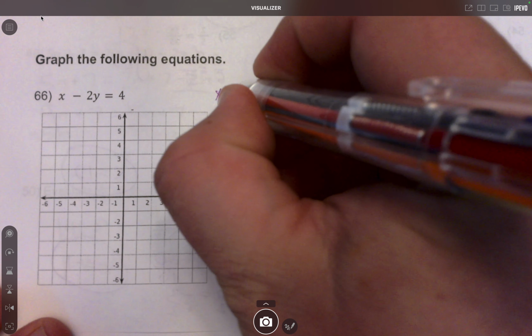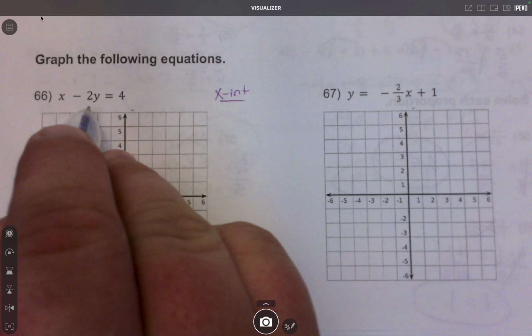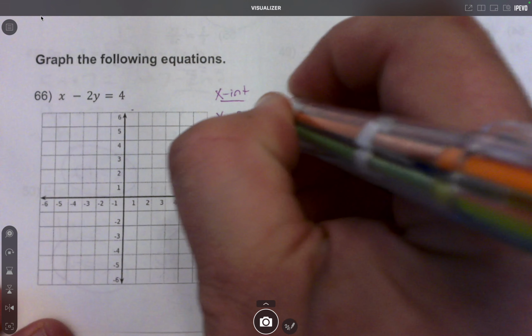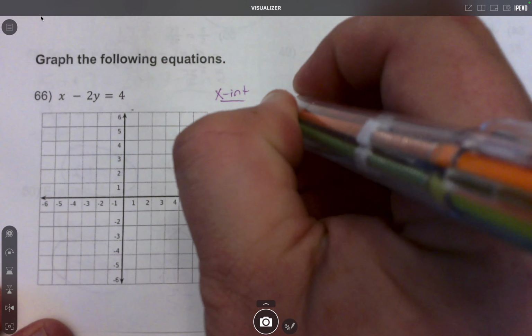So the x-intercept is found when you plug in 0 for y. So I do x minus 2 times 0 equals 4. 2 times 0 is 0, so we just get x equals 4. So I put a point right here on the x-axis at 4.